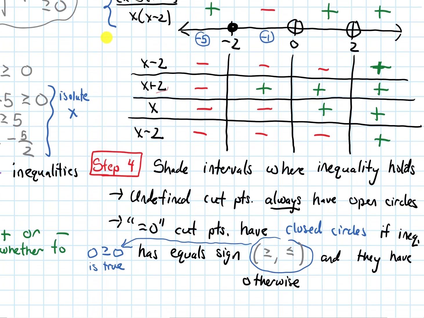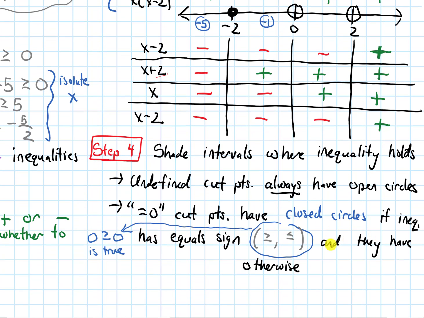But let's quickly talk about, well, what would happen if our inequality doesn't have an equal sign? So we would put open circles at these equals 0 cut points. Otherwise, so that's if I have a less than symbol or a greater than symbol. The reason why is if our inequality was like that, and I plugged one of these equals 0 cut points in, I'd have 0 on both sides, but now I have something like 0 is greater than 0, no equal sign, and that's false.